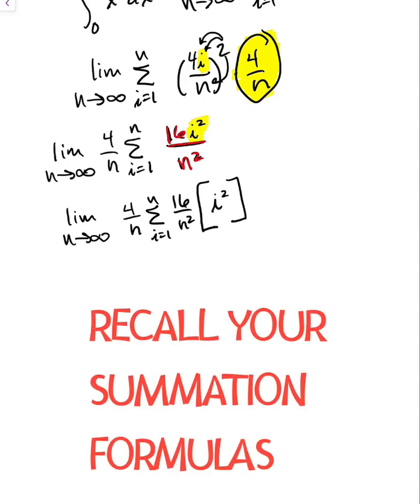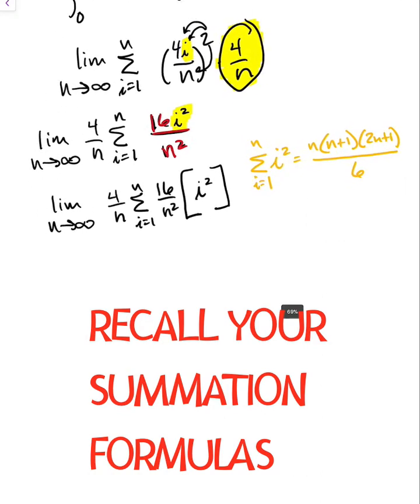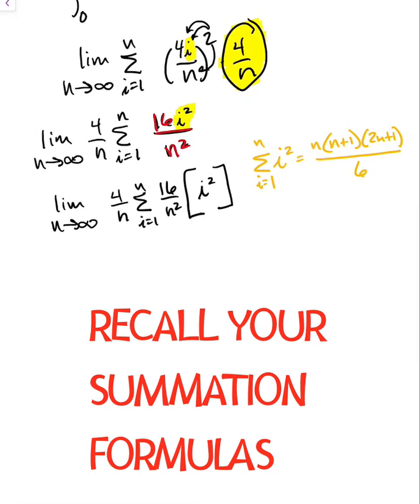Okay, so now what I want to do, if you recall, the sum of i squared equals n times n plus 1 times 2n plus 1, divided by 6. And that's the expression that I'm going to replace i squared with.